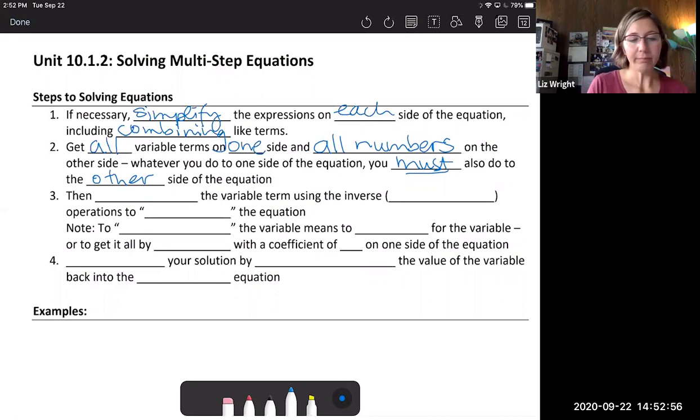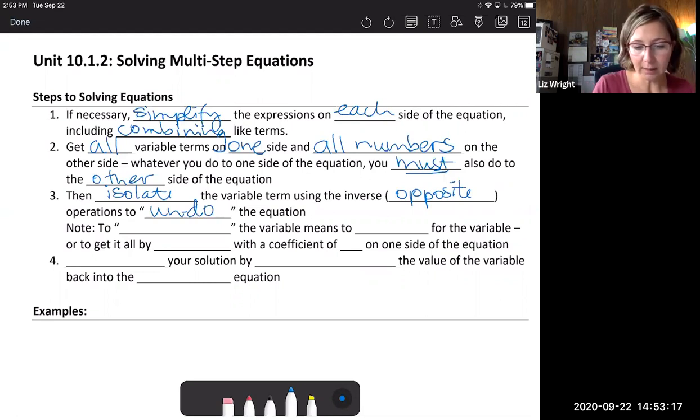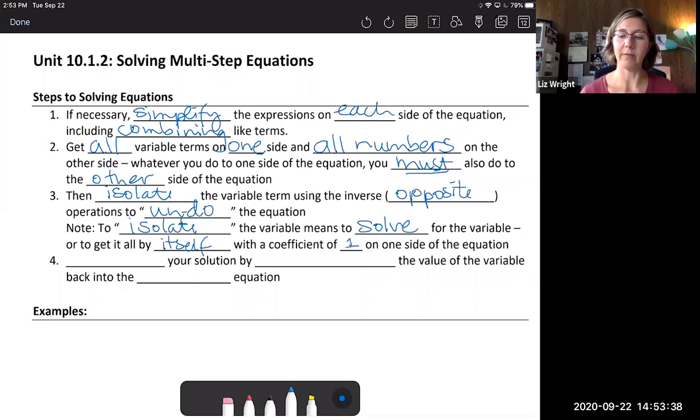All right, number 3. Then we are going to isolate the variable term using the inverse or the opposite operation to undo the equation. That's what that means. To isolate the variable means to solve for the variable, or to get it all by itself with a coefficient of 1 on one side of the equation.